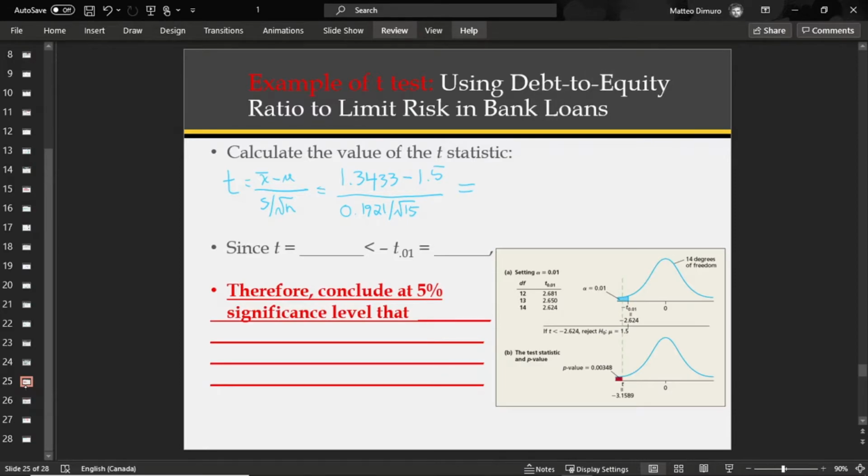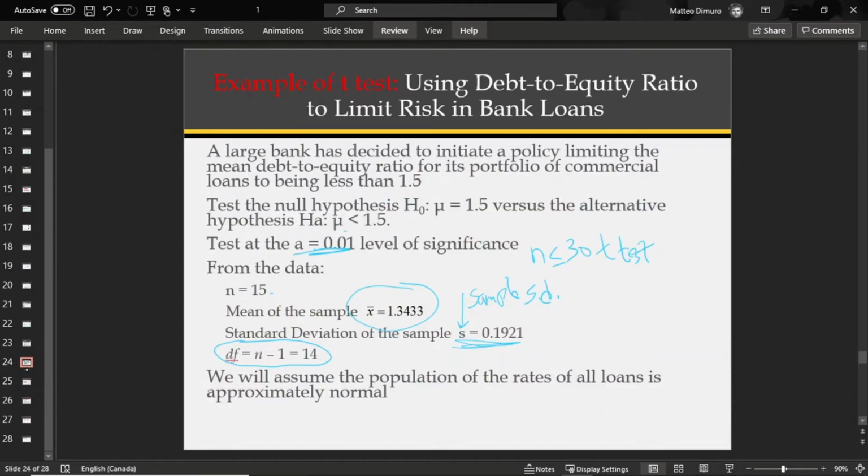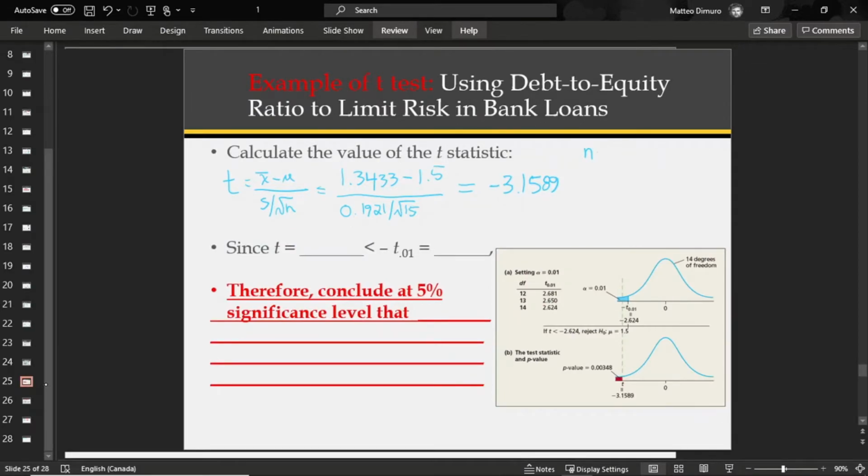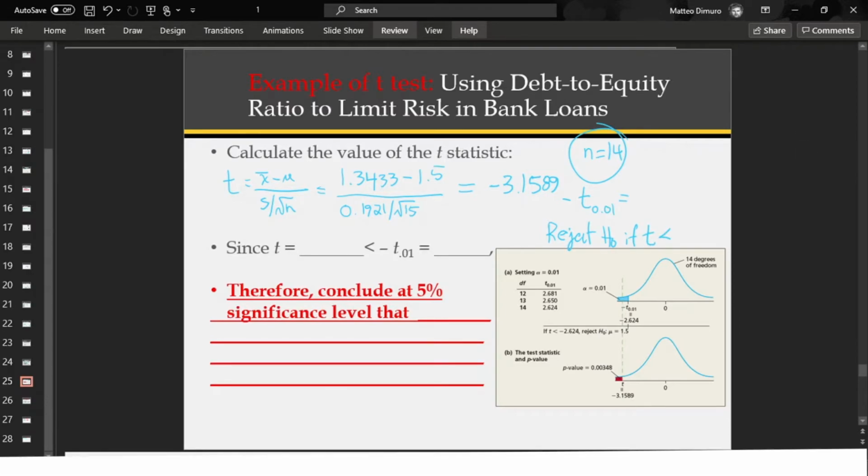Now go type that in on your calculator, pause the video. You're going to get negative 3.1589. Now, we do need to go look up the actual t-score. This is a left-tail test because we're doing mu less than 1.5. So remember, our degrees of freedom is 14, and we need to look up negative t 0.01. We're going to reject H0 if t is less than, let's go look it up.